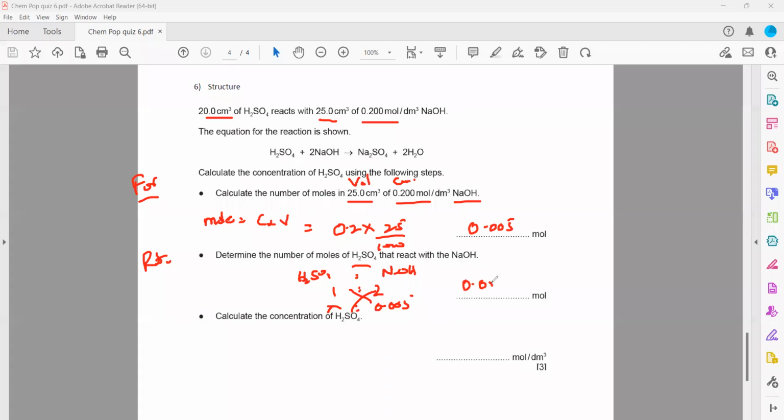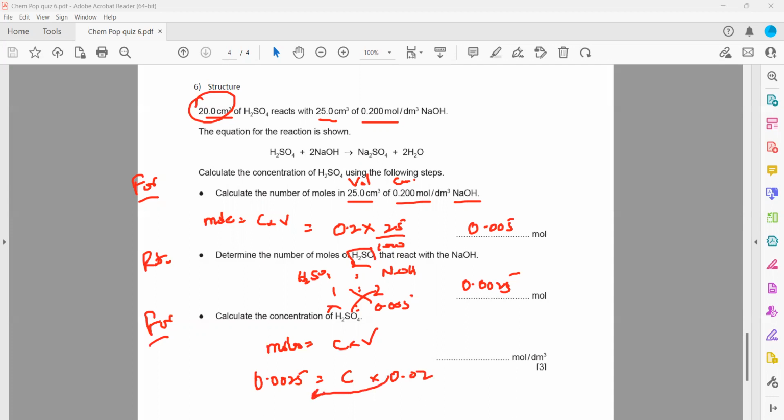And now the concentration we need. Again, the third part is by formula. So we have the formula that moles equals concentration into volume. Moles of sulfuric acid, we worked out, was 0.0025. Concentration, we don't know. What about the volume of sulfuric acid? That is 20, but in cm cube you have to convert into decimeter cube, so it will be 0.02. And 0.02 is multiplied, so on the other side it is divided. So you will get the concentration of sulfuric acid, which is 0.125 moles per decimeter cube.